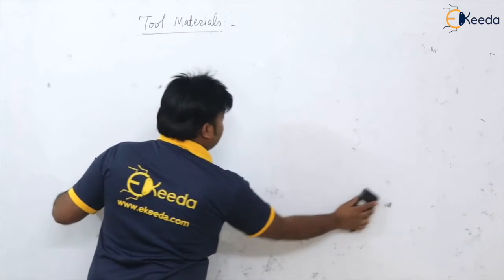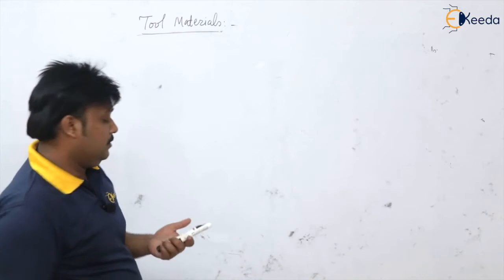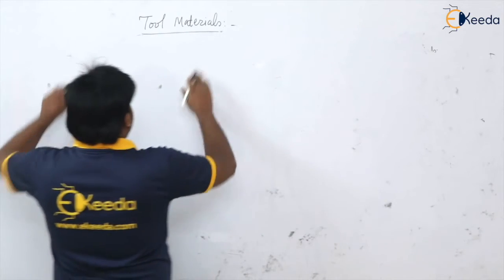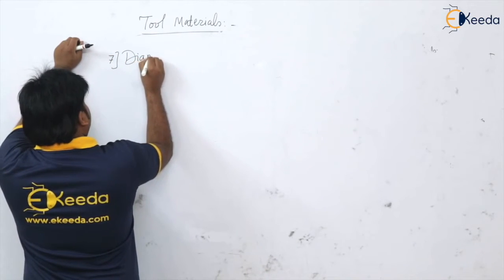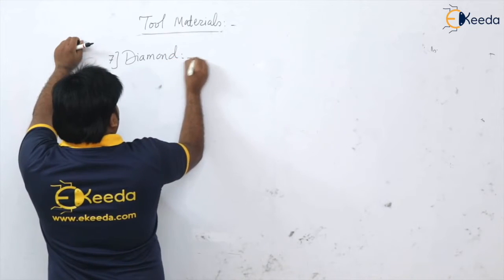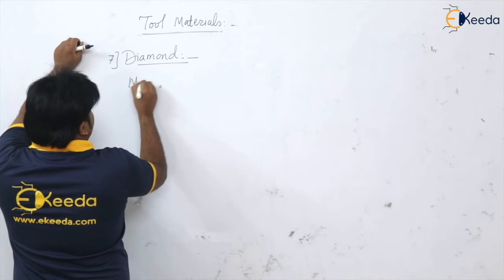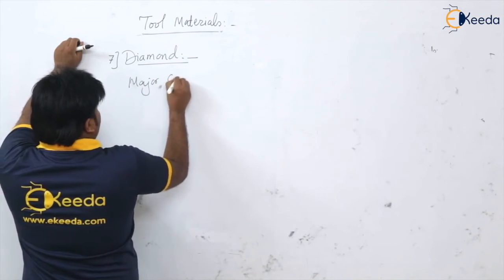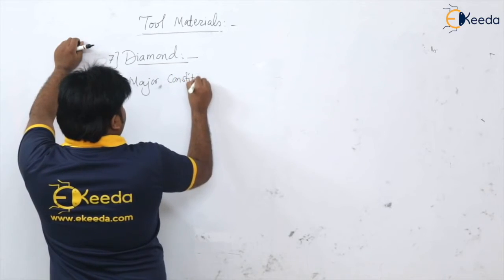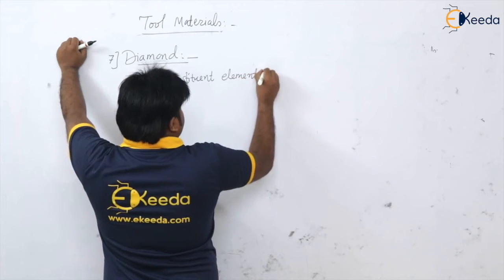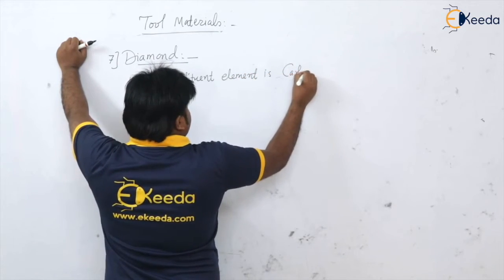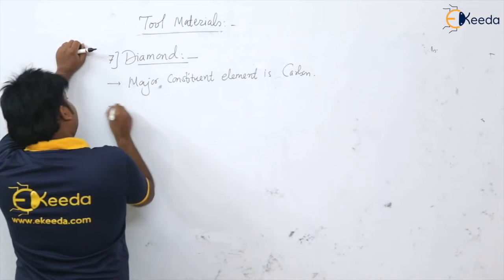Okay, now after ceramics we have the diamond. This is one of the hardest substances known to us, isn't it? The seventh is diamond. So what is the major constituent element for diamond? Yes, carbon. It is made by powder metallurgy or graphitization.